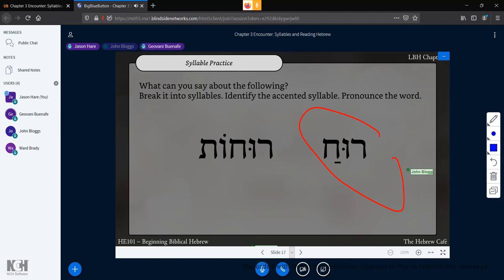That little sound there is not a full vowel. It's called a furtive patach or patach gnuva. It's only there to help us pronounce it. So it would in Arabic be ruh, but we say ruach. That goes before the chet and it's ruach, one syllable, monosyllabic. But the plural does have two syllables and it is? Ruchot. Ruchot means winds or spirits.